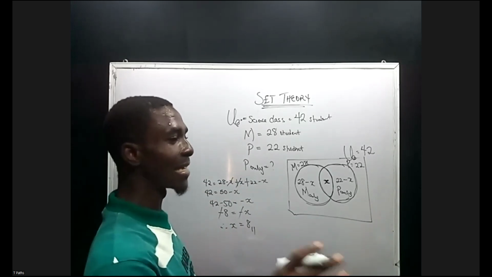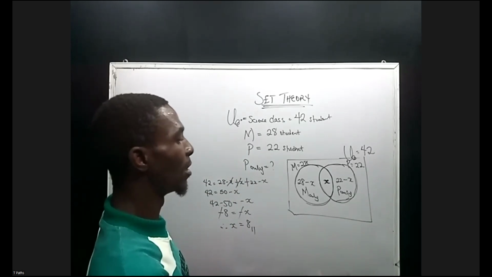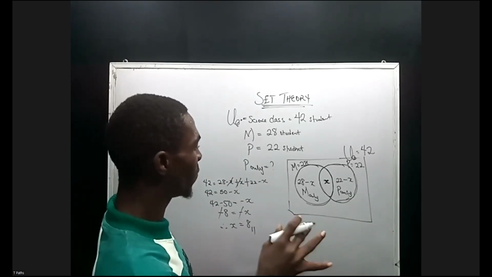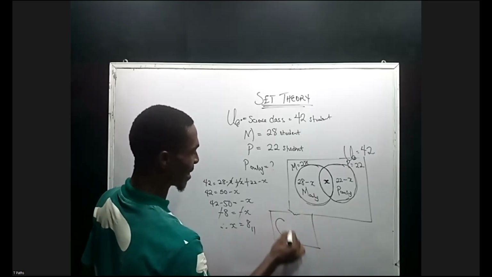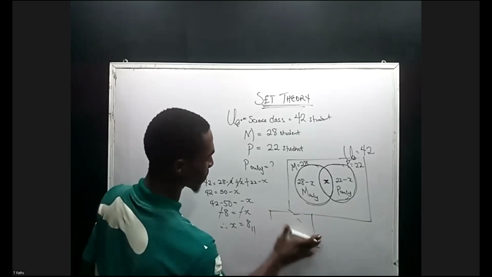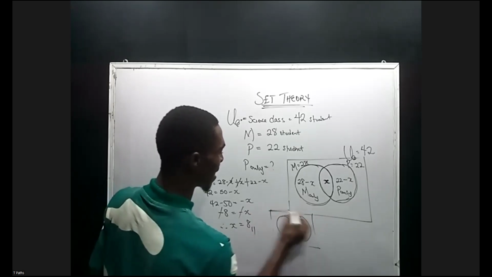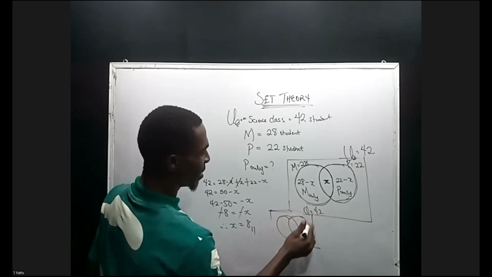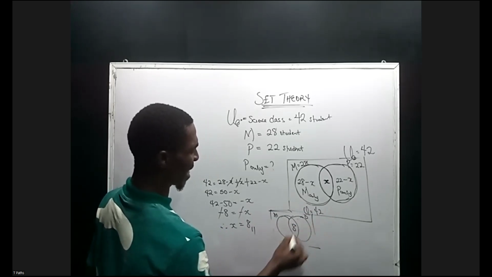Now, that is not the answer to our question. The question is asking us, what is the number of students that offer physics only? Then you cannot bring out a new diagram here that says math and physics. So the number of students that offer math and physics, here we can say that the universal set is still 42. So here we have physics and we have math. The number that offer both subjects is 8.